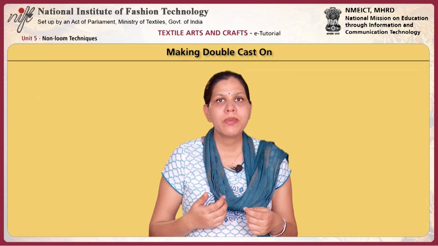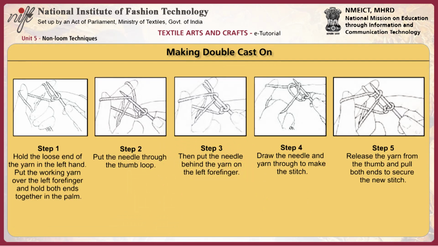Follow these instructions to make a double cast on. Hold the loose end of the yarn in the left hand as before. Put the working yarn over the left forefinger and hold both ends together in the palm. Next, pull the needle through the thumb loop as before. Then put the needle behind the yarn on the left forefinger. Draw the needle and yarn through to make the stitch. Release the yarn from the thumb and pull both ends to secure the new stitch.